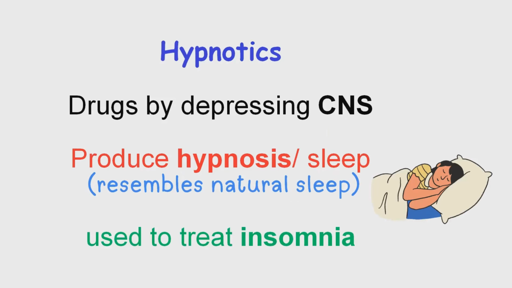Hypnotics. These drugs decrease the CNS and produce hypnosis and are used in the treatment of insomnia. So hypnotics are the drugs that, by depressing the CNS, produce hypnosis, that is sleep, which resembles natural sleep, and are used to treat insomnia. So insomnia is the sleepless condition.